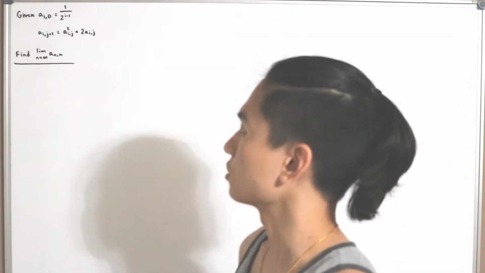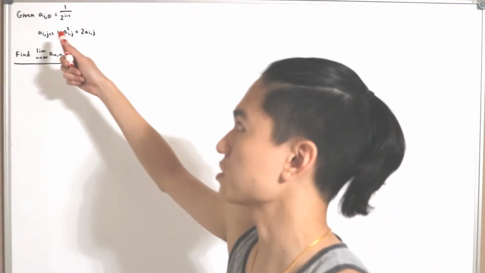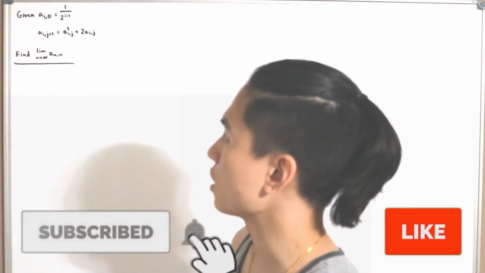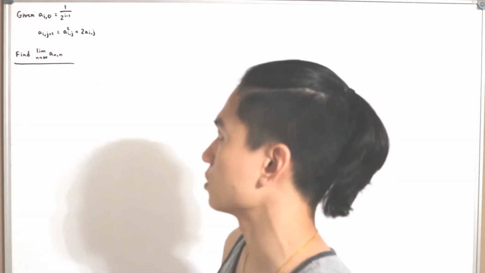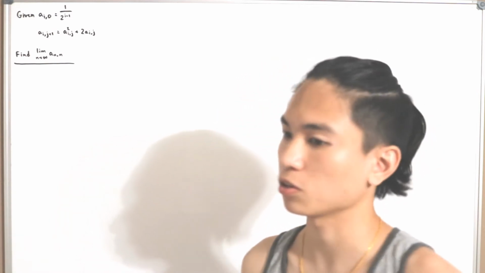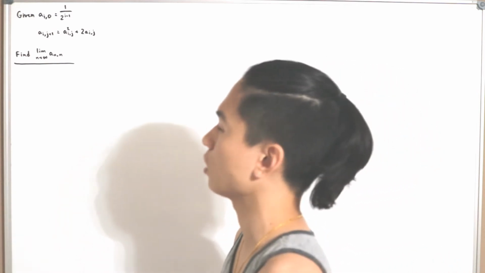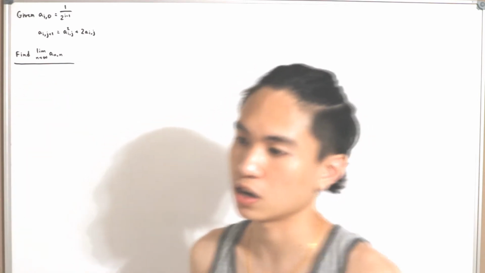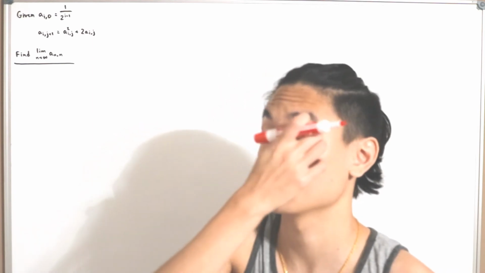So this time we are actually given two sequences, a sub i,0 equals 1 divided by 2 raised to i minus 1, and then a sub i,j+1 is equal to a sub i,j squared plus 2 times a sub i,j. So now the question we're being asked is to find the limit as n approaches infinity of a sub n. This is pretty much going to be the first time calculating the limit of sequences, so this is going to be very interesting.